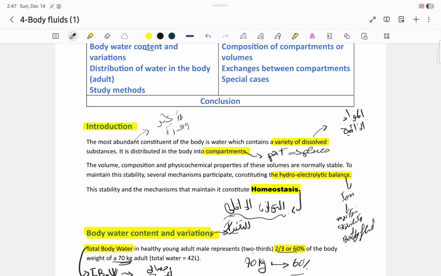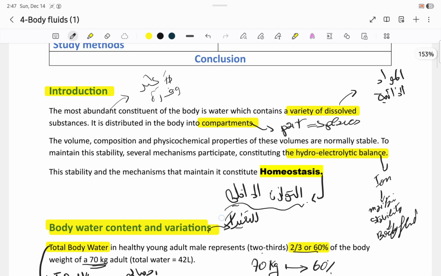So we're going to start with the introduction. First, before I read the introduction, we should know that our body contains a major percentage of water. This water is distributed into compartments. We're going to see how we can measure the water in all the compartments by some medical tips and some calculation, and some new terms you're going to see in it, and their concentration.